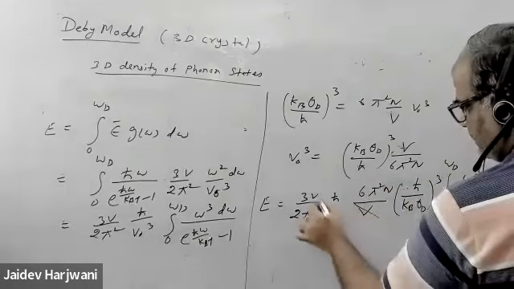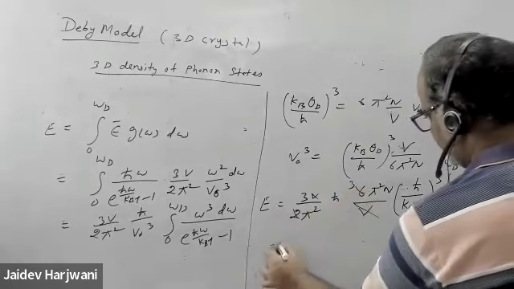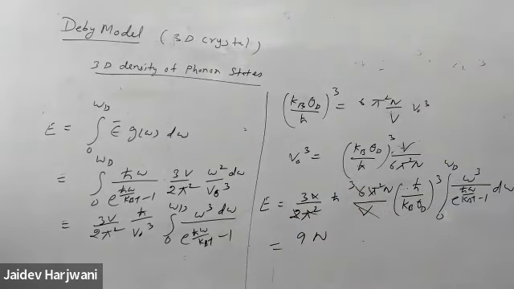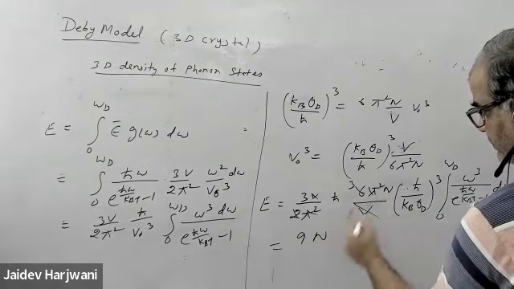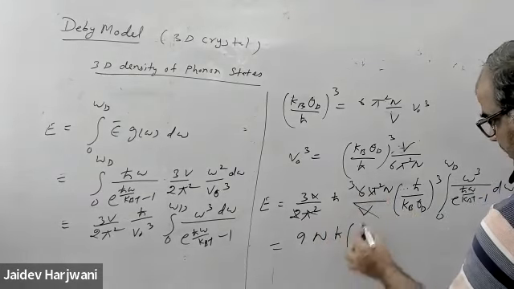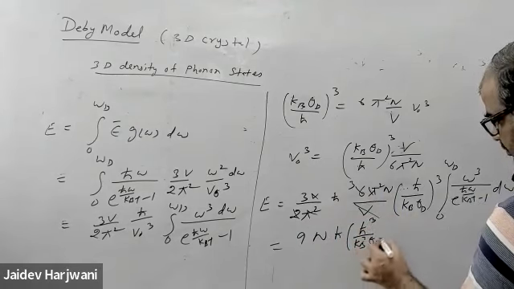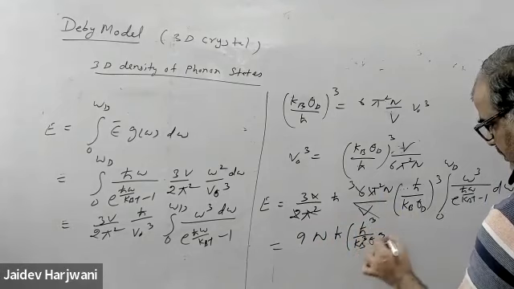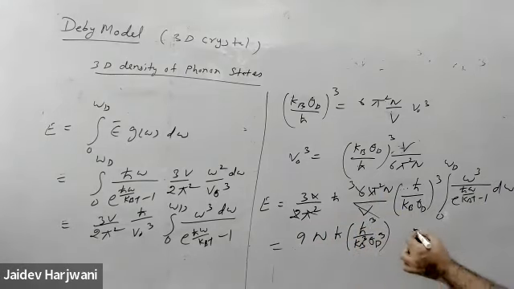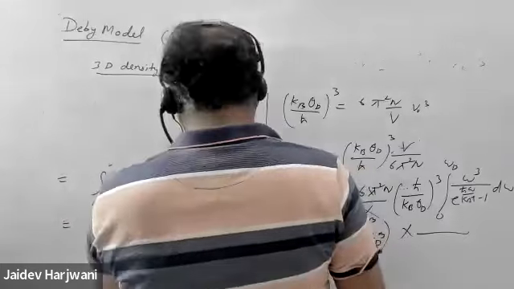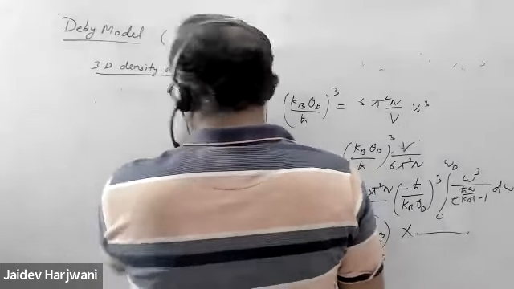So this cancels, this cancels. π² cancels, so I'm getting 9N. Good. 9N, and then one ħ here is there, and then ħ cube kB cube, and θD cube. Now it is correct. And this expression is the same expression that I'm writing here. Now just put the limit as we did earlier, in the same way.